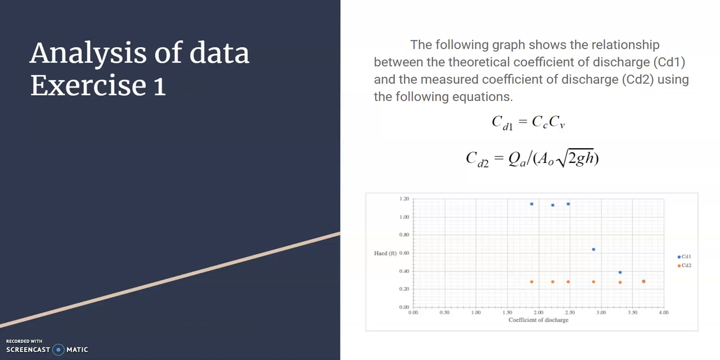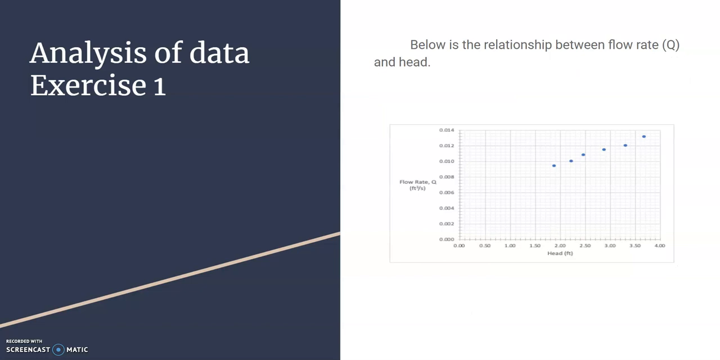The coefficient of discharge 2 that we measured was based off of flow rate, cross-sectional area, and height. And this one did not vary much. That is to be expected, as our actual flow rates that we measured also did not vary much, with difficulties with the tool and actually maintaining hugely different flow rates. Below is the relationship between flow rate and head, which is proportional.